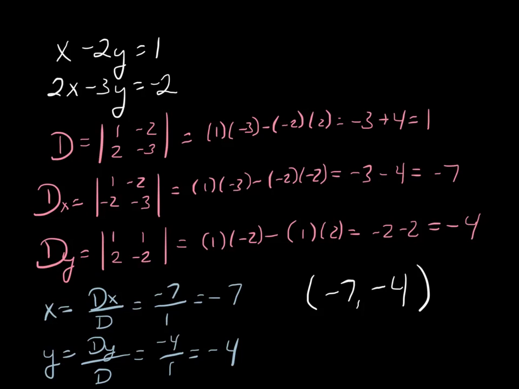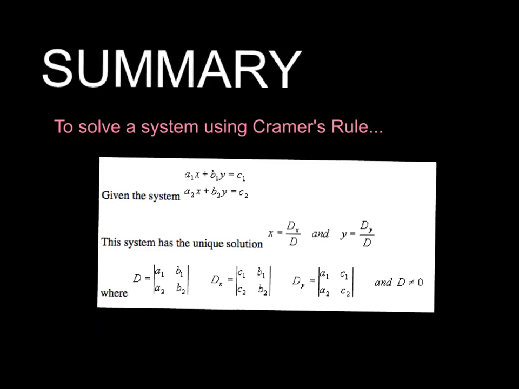So we check. x is negative 7, y is negative 4. We're going to have negative 7 plus 8, which is 1, and negative 14 plus 12, which is equal to negative 2. And here is our summary.